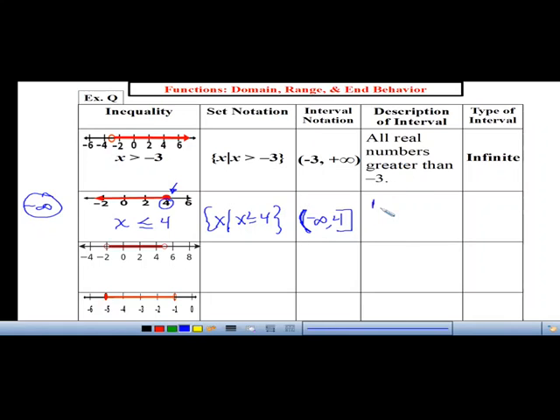It means all real numbers less than or equal to 4. Now, notice this one. It also keeps going to the other side of infinity. That's why this is an infinite interval. Infinite.